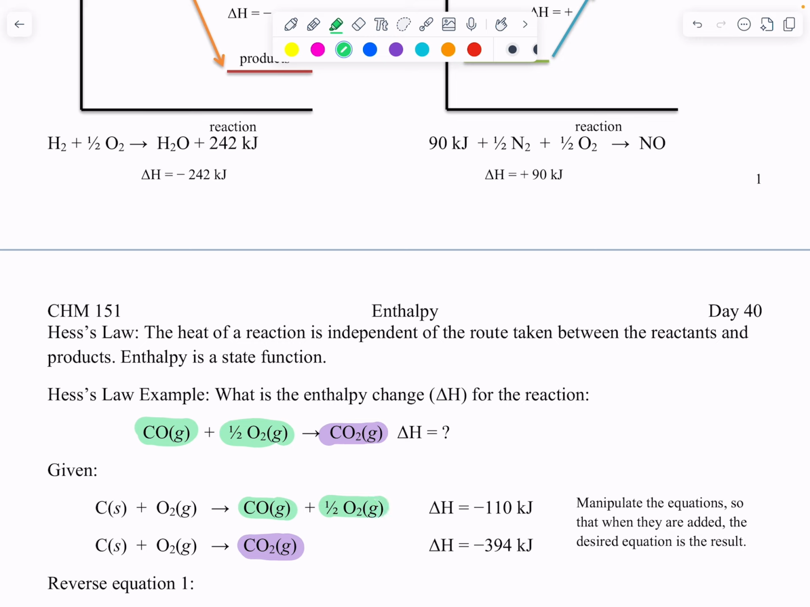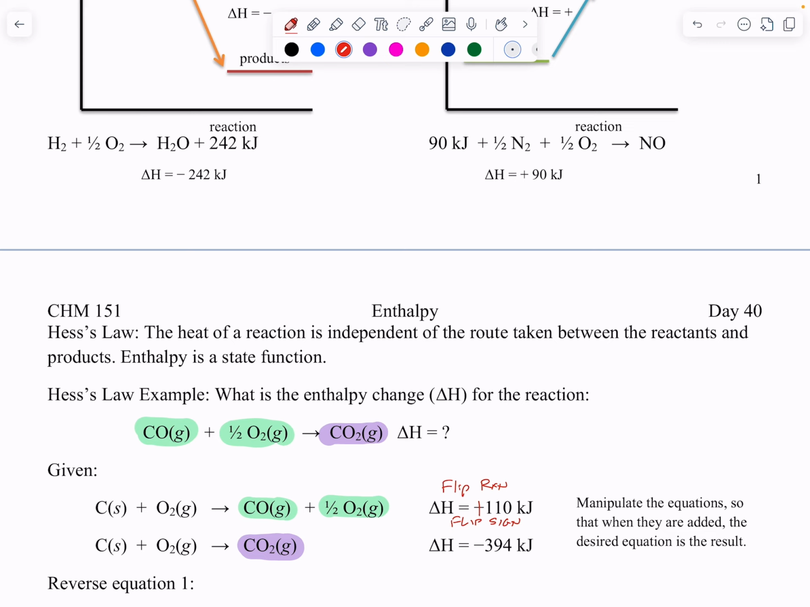Now, with elimination, just like in algebra, right? If I flip the first reaction, like it says I'm going to reverse equation 1, what happens to delta H, you think? All right? If I flip the reaction, the delta H changes. Is that right? Flip reaction, flip sign.